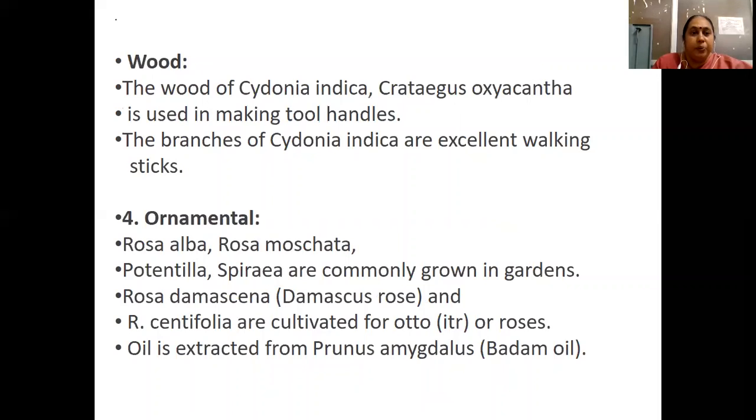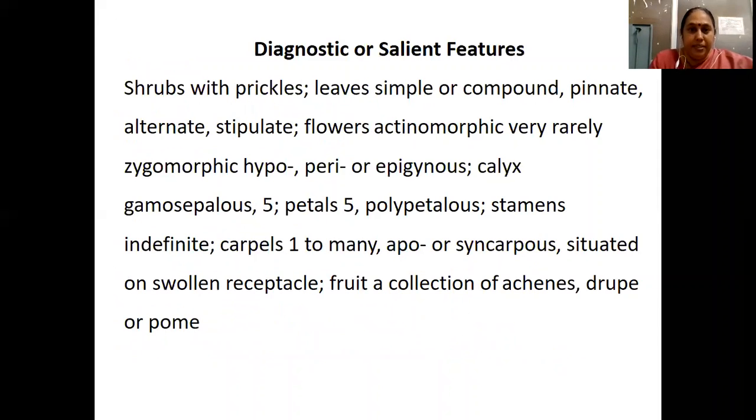Next important value is that the wood of Cydonia indica is used in making tool handles. The branches are excellent for making walking sticks. Some of the ornamental plants are Rosa alba, then Potentilla species, which are grown in gardens. Then some oil is extracted from Prunus amygdalus, that is badam oil.